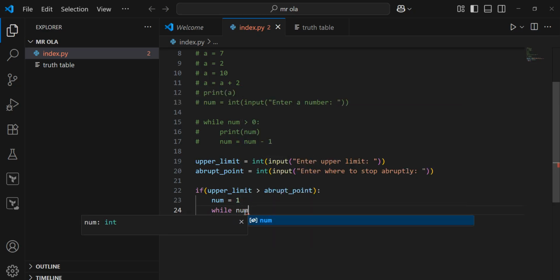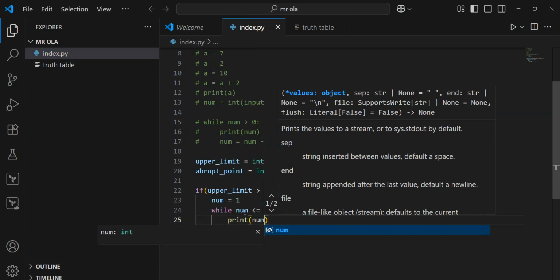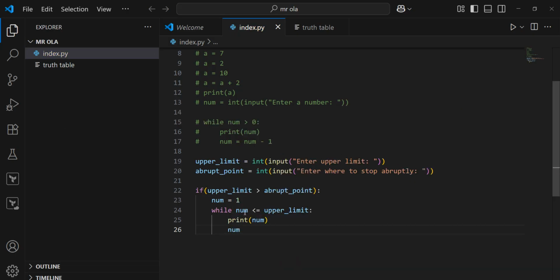While num is lesser than or equal to the upper limit, print num. Num equals num plus 1. So 1 is lesser than or equal to 10? Yes, according to num, which is 1. Num equals num plus 1, so num is now 2. Is 2 lesser than or equal to 10? Yes. Print num, which is 2. Num equals num plus 1, so num is 3.